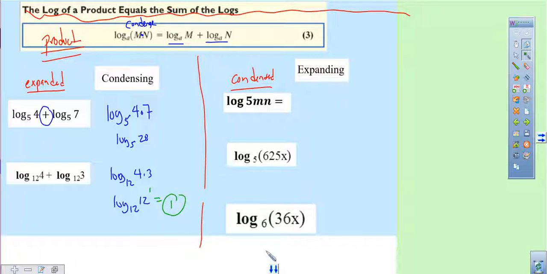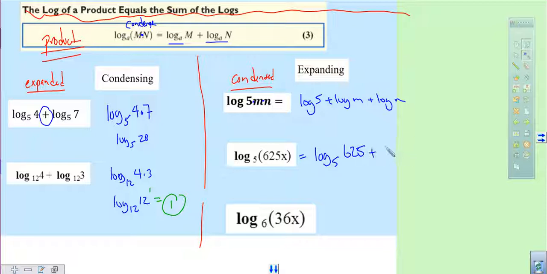Now if we're going the other way, if we have it condensed, we want to pull it apart, we want to expand it. We have three things. We have 5 times m times n. So that means we have 3 logs. So log 5 plus log m plus log n. Remember, multiplication turns to addition. On the second one, we get log base 5 of 625 plus log base 5 of x.